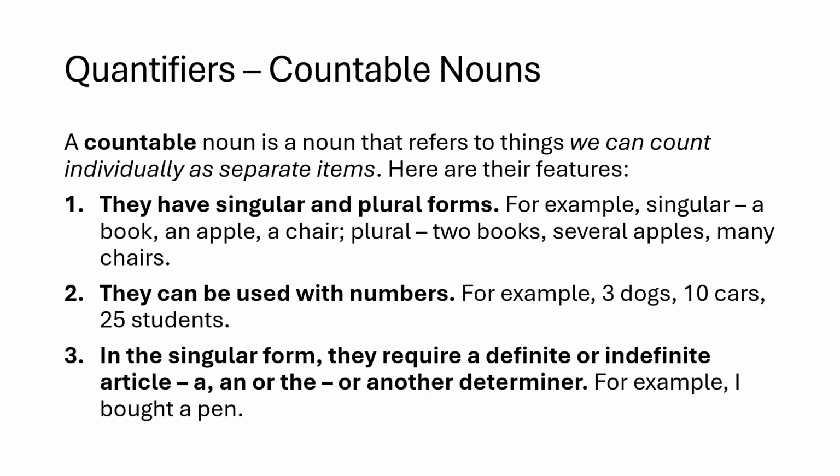A countable noun is a noun that refers to things we can count individually as separate items. Here are their features. 1. They have singular and plural forms. For example, singular, a book, an apple, a chair. Plural, 2 books, several apples, many chairs.